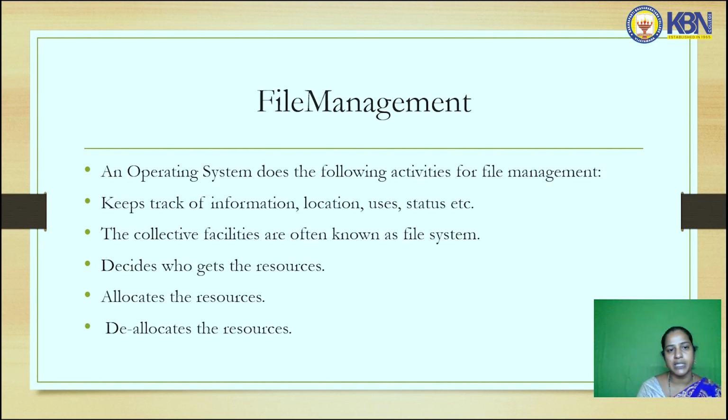Next is file management. Here a file is nothing but a record or a track. An operating system does the following activities for file management. It keeps track of information, location, uses, and status of a particular record. These facilities collectively are often known as a file system. It decides who gets the resources, allocates those resources to the resource person, and it also deallocates the resources.